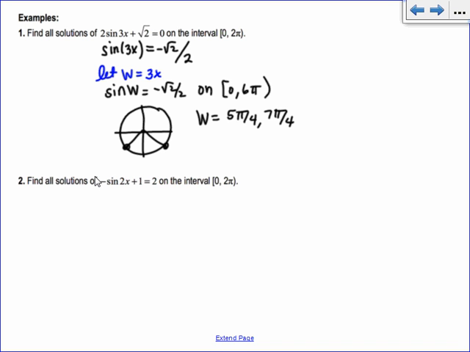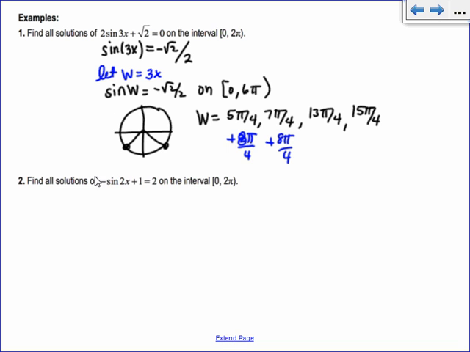So let's think about this. If I have 5 pi over 4 and I add one rotation, if I add 2 pi, I'm adding 8 pi over 4, right? Isn't that the same as 2 pi? So what's my next answer? 13 pi over 4. You guys see it? I added 8 over 4. And if I add 8 pi over 4 to this next one, what do I get? 15 pi over 4, exactly.